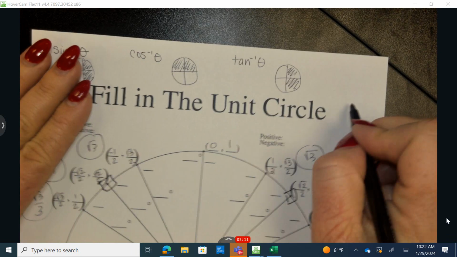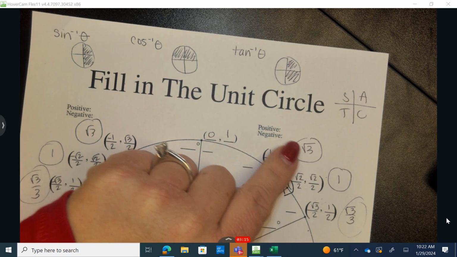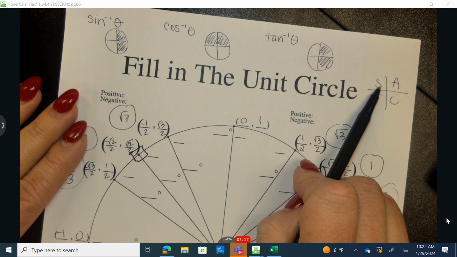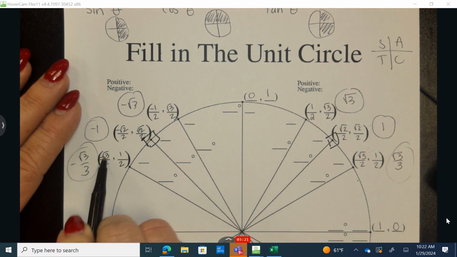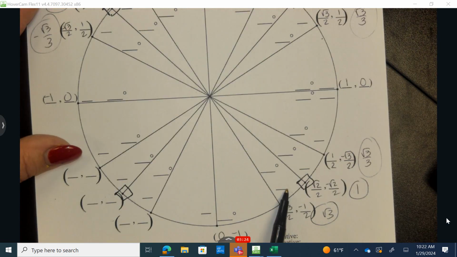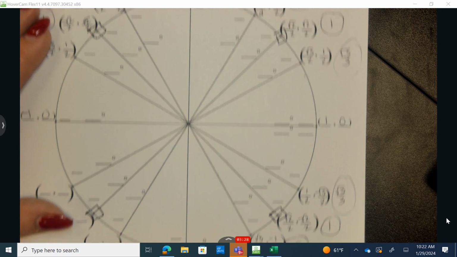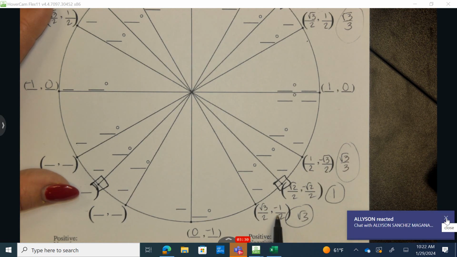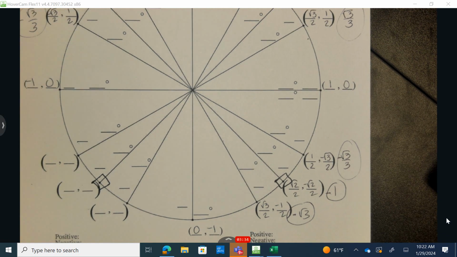Okay, so All-Star Trig class. All things are positive in the first quadrant. Only the sines are positive in the second. That means the tangents would be negative along with the cosines. In quadrant number 4, only the cosines are positive. So cosines are positive, but the sines are negative as well as the tangents.